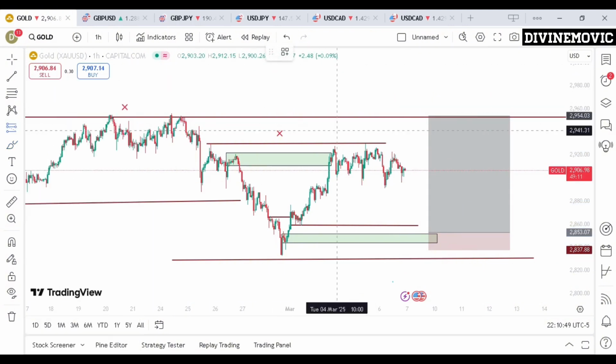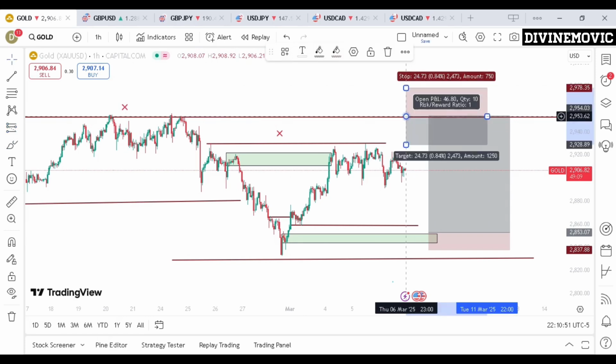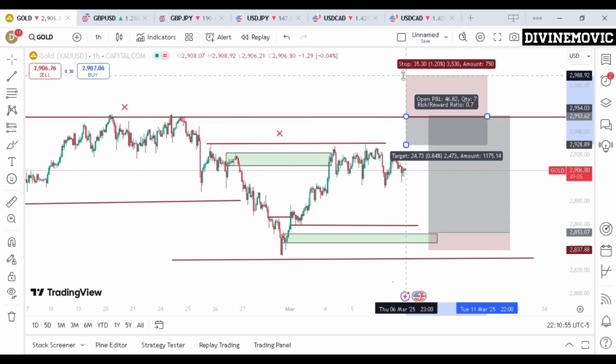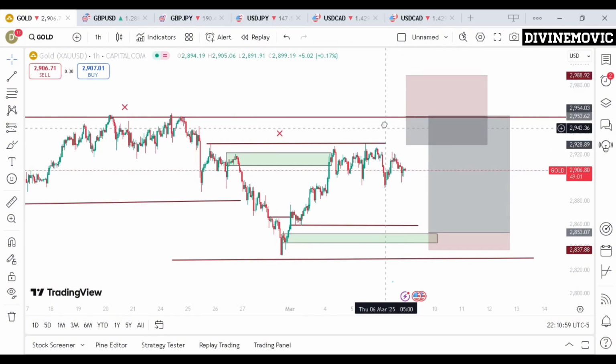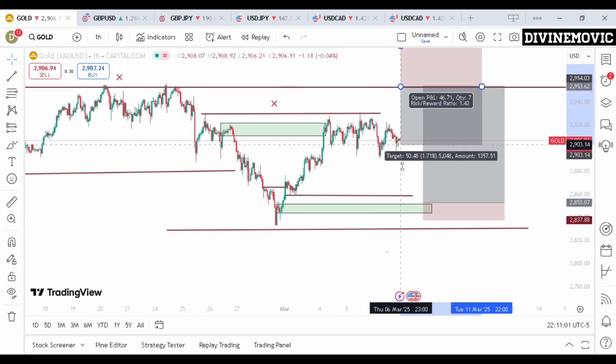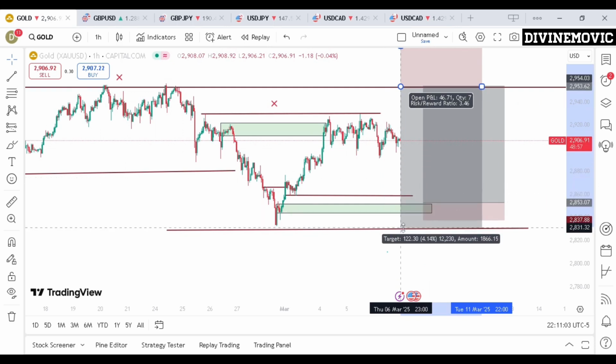For a short from this particular level here, I don't know where price is going to create a high, so I cannot tell you what the stop loss is going to be until price does what price wants to do. But my target is going to be for price to simply take out this low, right? This is what I'm going to be looking for.